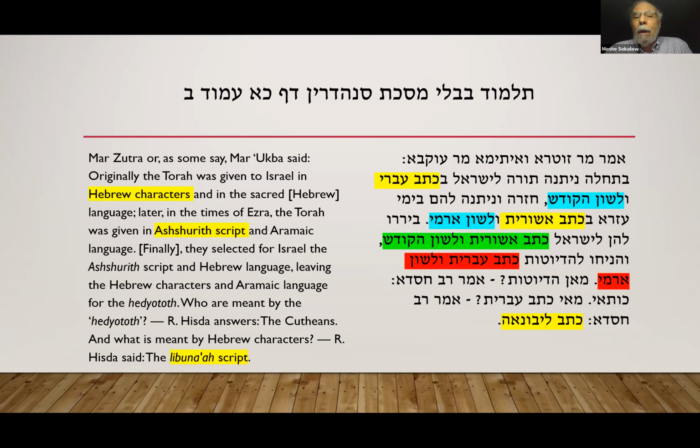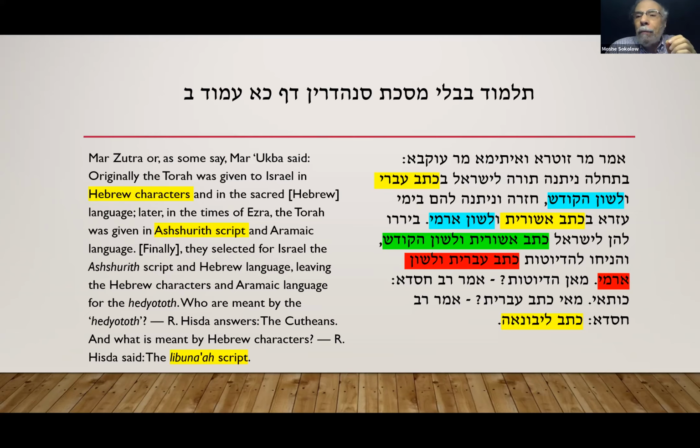Okay. Chazra v'nitna lahem b'mei Ezra. At a later point in time, the Torah was reissued, so to speak, to the Jewish people during the time of Ezra, which is, as I said, the early part of the Second Temple period. But when the Torah was reissued, it didn't use the Ivri script. It used a script, a ketav called Ashurit.